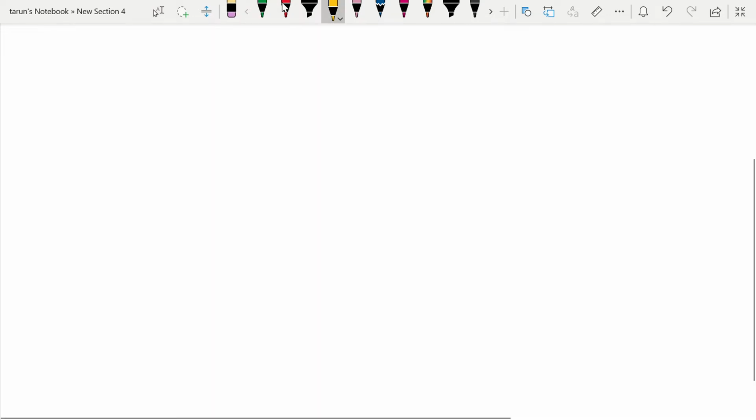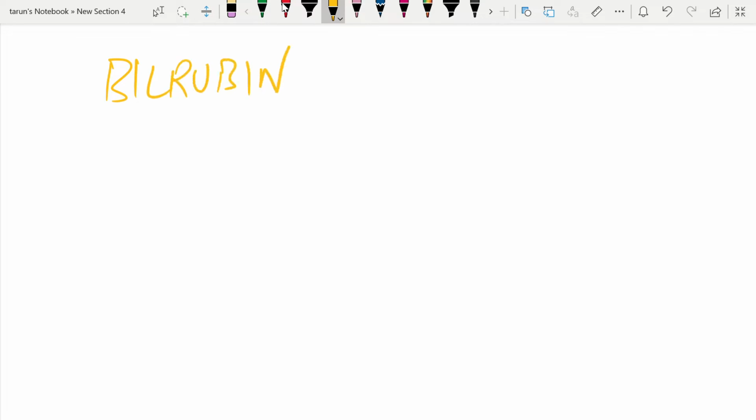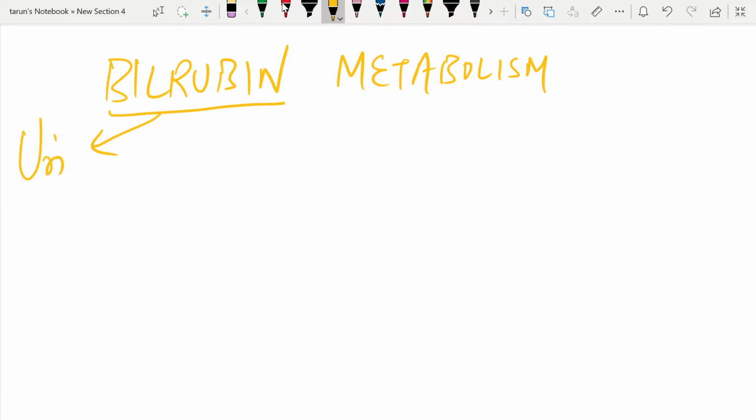So friends, today we will discuss the bilirubin metabolism. I deliberately draw it with yellow color because bilirubin is a pigment that imparts yellow color to the tissues. For example, it imparts yellow color to our urine and also to the stools.